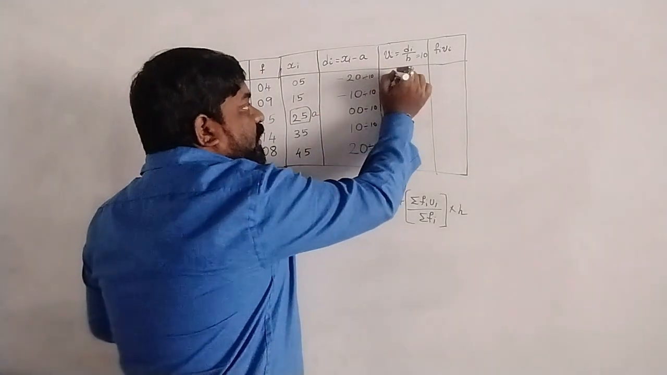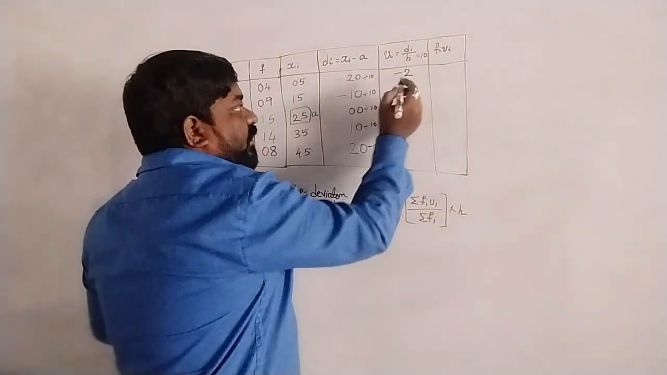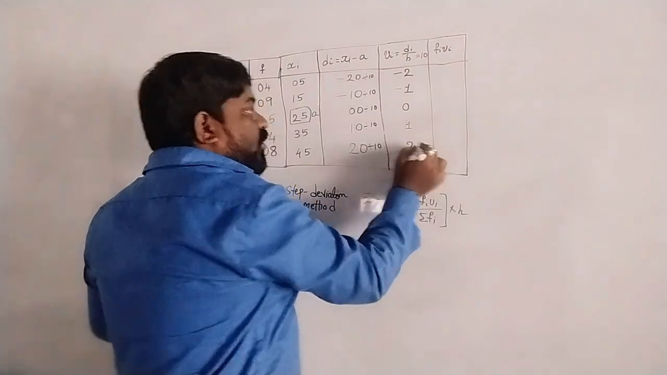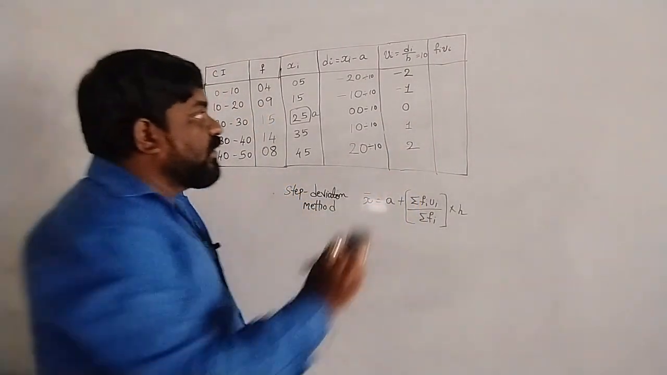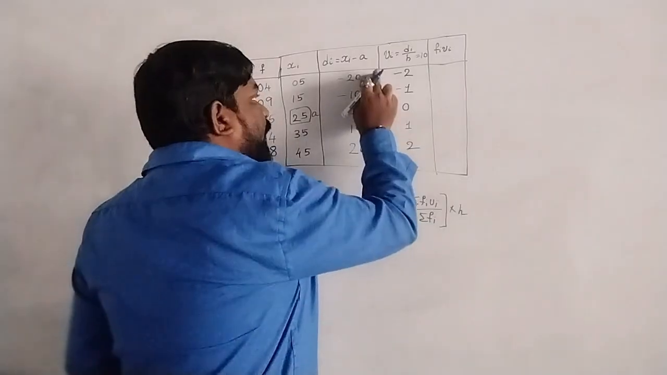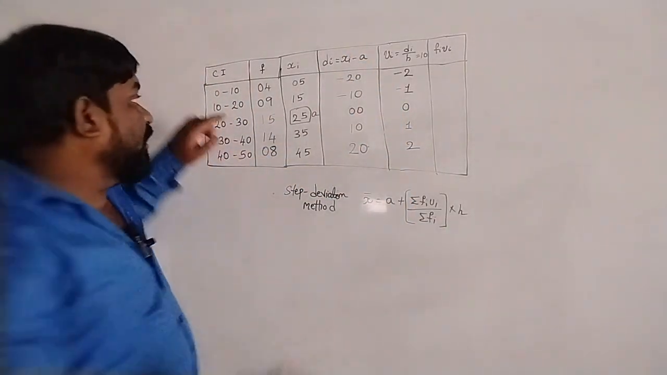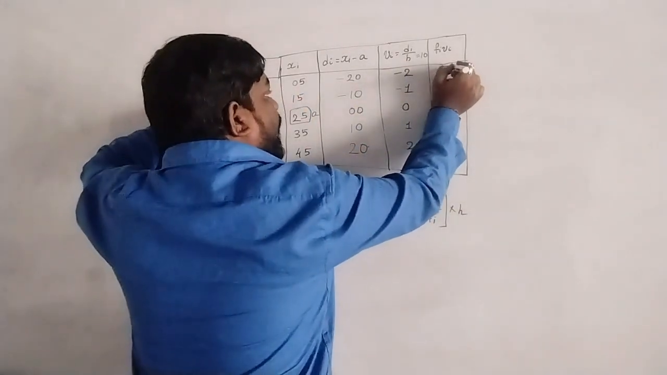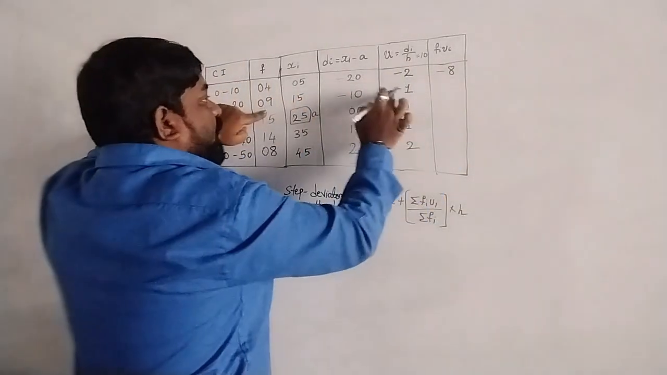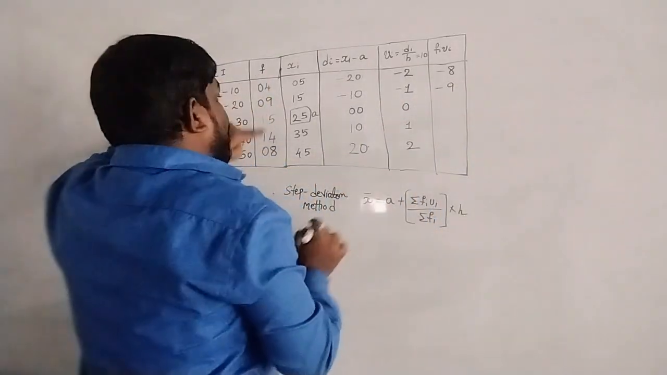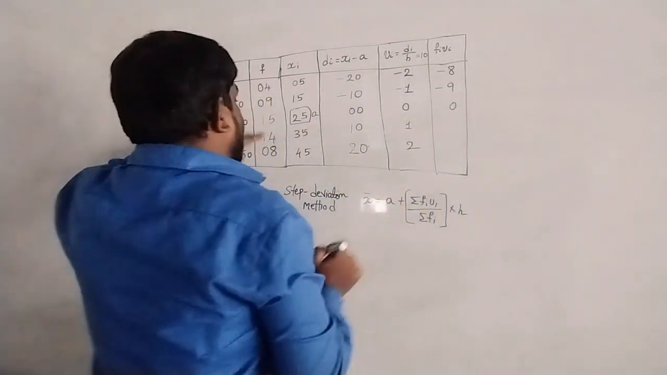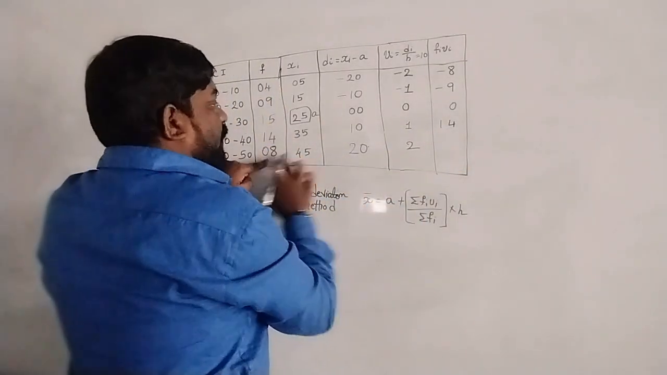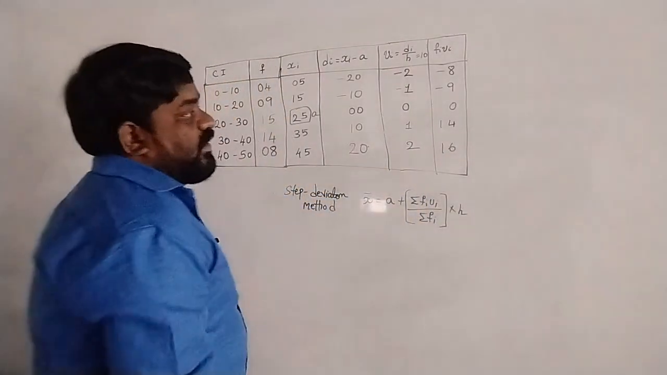Minus 20 divided by 10 is minus 2. Minus 10 divided by 10 is minus 1. 0, 1, 2. Now we got the ui column. Now multiply fi with ui. 4 into minus 2, 4 twos are 8, so minus 8. 9 into minus 1 is minus 9. 15 zeros are 0. 14 ones are 14. 8 twos are 16.